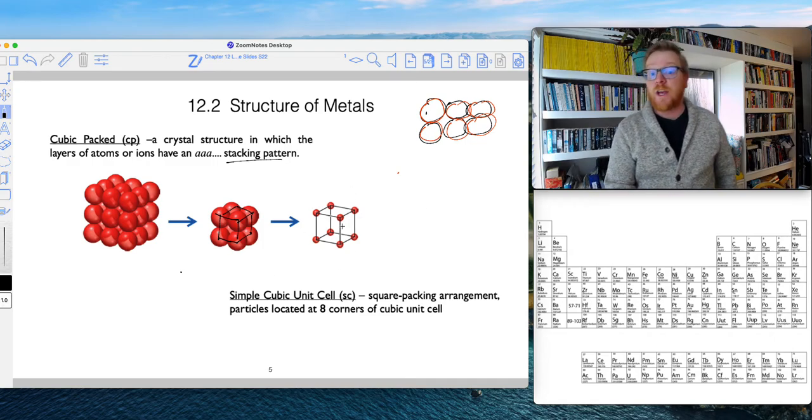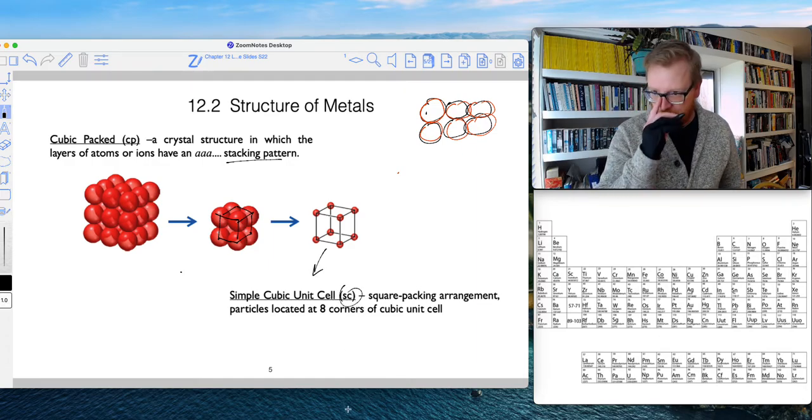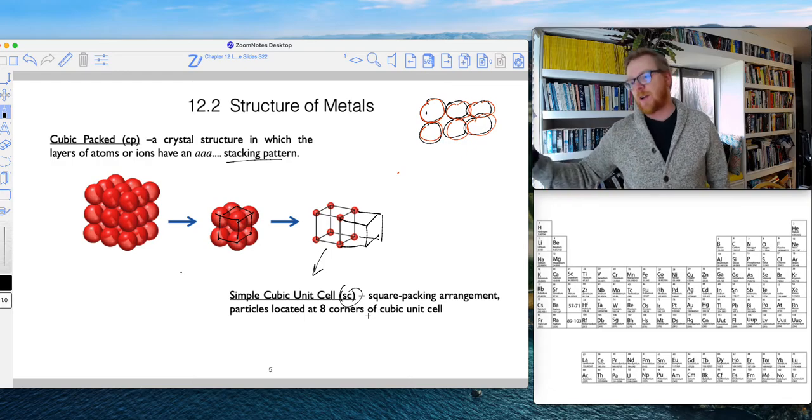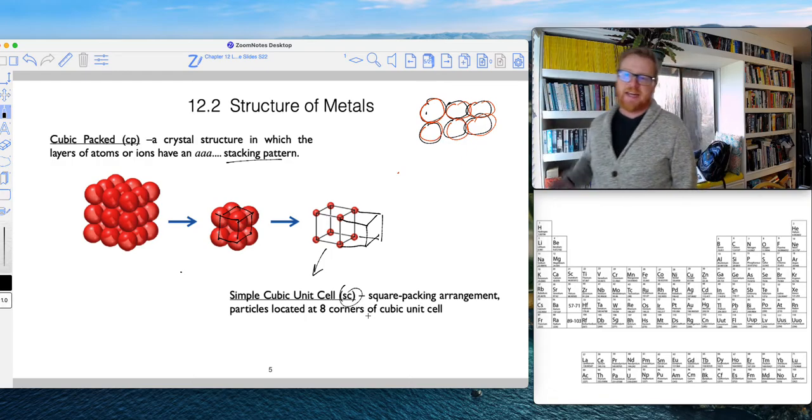Okay, so we call this unit cell the simple cubic unit cell. Sometimes we'll see it abbreviated as SC. I want you to be familiar with this arrangement. So there are particles located at 8 corners of the cube in the unit cell. So then, of course, if we were packing another unit cell in there, we can see that each unit cell shares atoms with a neighboring unit cell, and so on and so on. So that's what makes this a repeating unit.